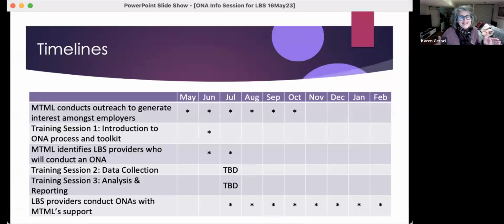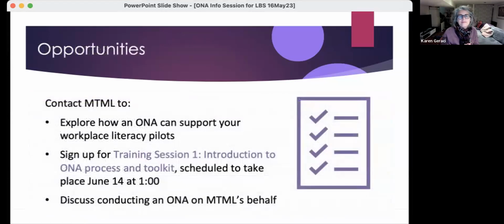And then once those ONAs start, we have longer than the 5 months, but we'll be able to offer ongoing support for them right through until the end of the pilot, which is next March. So, 3 different opportunities.